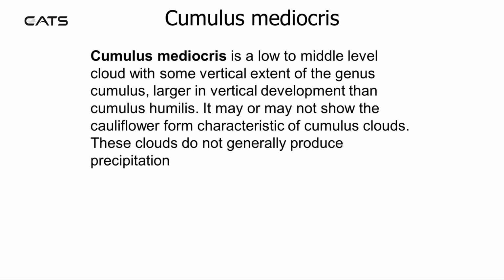Cumulus mediocris. This is a low to middle level cloud, with some vertical extent of the genus cumulus. Larger in vertical development than cumulus humilis, it may or may not show the cauliflower form characteristic of cumulus clouds. These clouds do not generally produce precipitation.